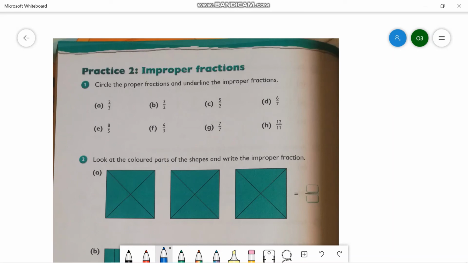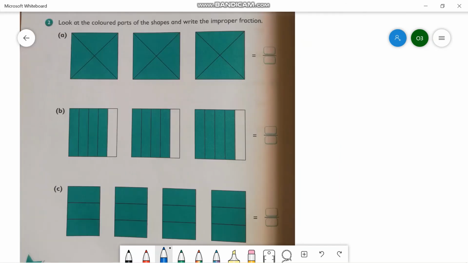So let me answer. For proper fraction, 2/3. For improper fraction, 3/2. So what about 5/2? Is it proper or improper? 6/7, 8/5, 4/3, 7/7, and 12/11. So just remember, for proper, circle. For improper, underline.